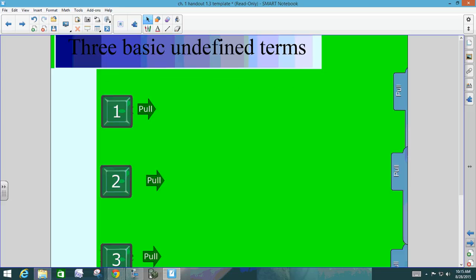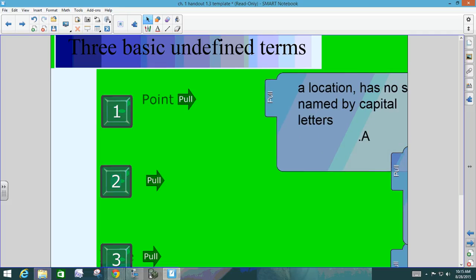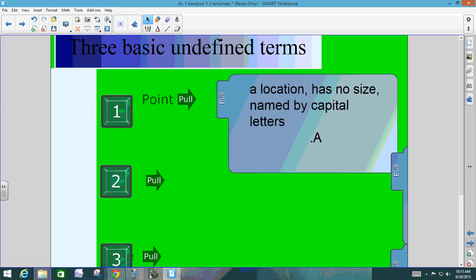The first one, a point, is defined as a location in space. It has no size. There's no dimension to it. When you see points in your diagrams, in your textbooks, worksheets, they are named by using a capital letter. Uppercase letter, capital letter. So on the smartboard, we have point A. On my front whiteboard, there's point E. Sideboard, we got point W, the location in space.